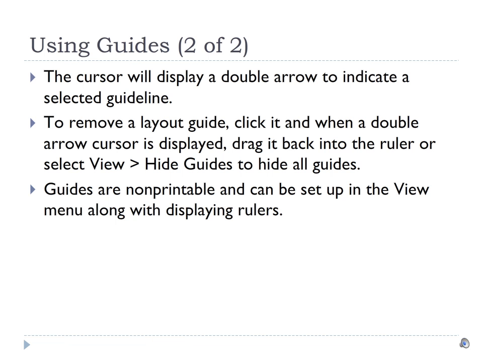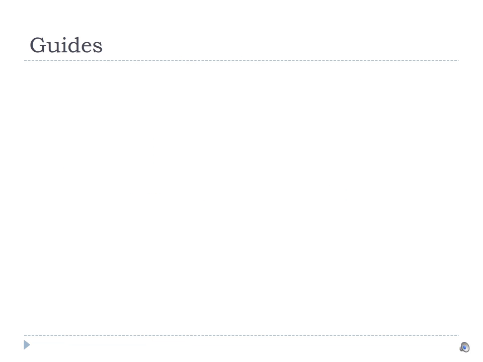Guides are non-printable and can be set up in the View menu along with displaying cursor ruler. Here we see the area in which we find the guides. We also see the guides indicated by the blue lines. Coordinates can be very helpful when working with guides.